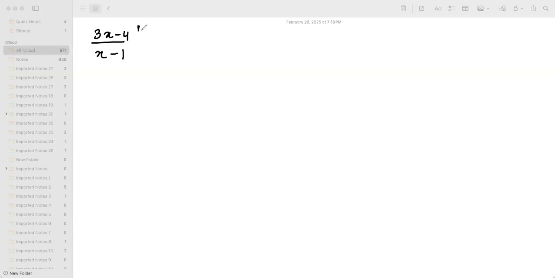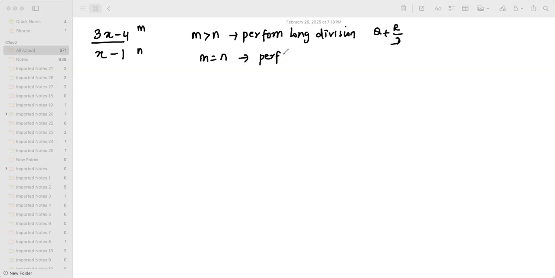Let's say the numerator has degree m and the denominator has degree n. If m is greater than n, then you have to perform long division and express it as the quotient plus remainder by divisor. If m is equal to n, then again you perform long division, but you already have the horizontal asymptote. If m is greater than n, it will probably be a slant asymptote. If m is less than n, then y equal to 0 is your horizontal asymptote. Makes sense?